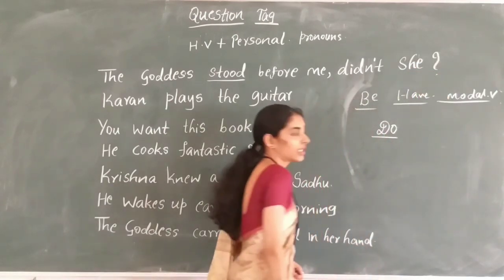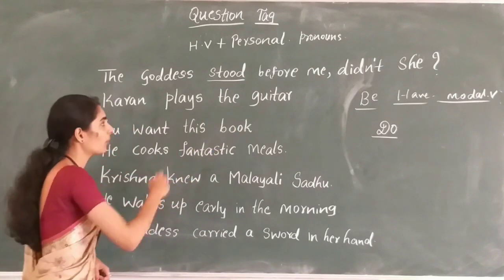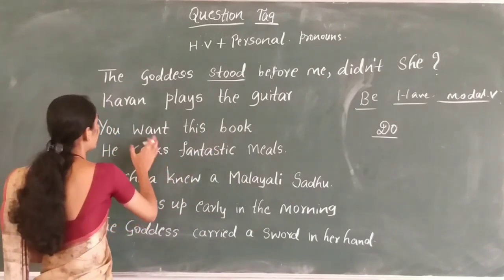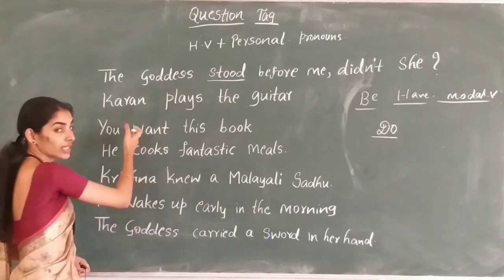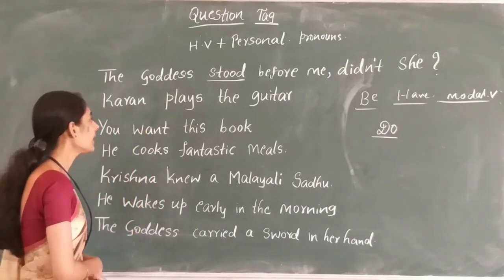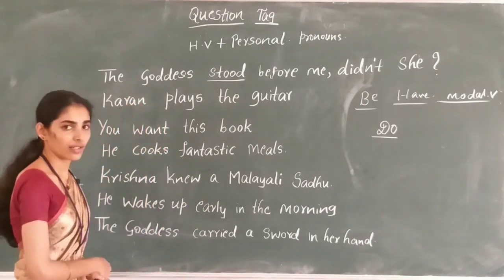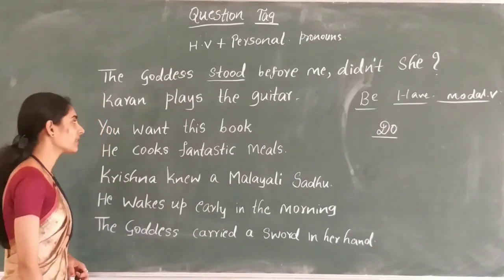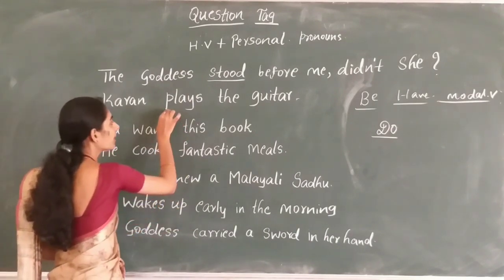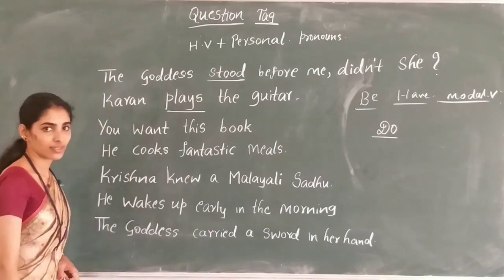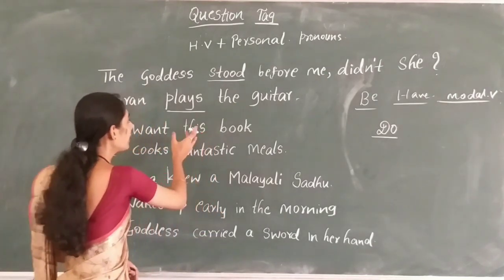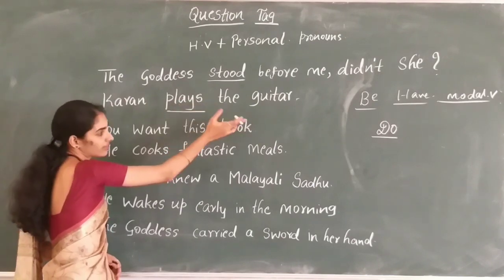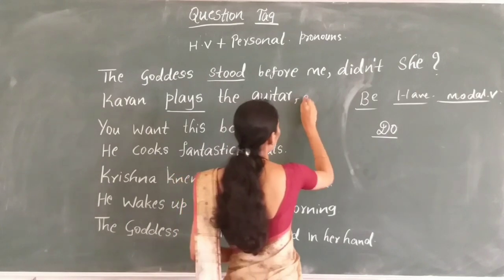Question mark. Didn't she? This is how we frame a question tag using two verbs. Now Karan, look at the next, the second statement. Karan plays the guitar. Again, there is no helping verb in the given sentence, and look at the verb here, that is plays. Whenever we find s added to the main or action verb, then it takes does. We have to write does.